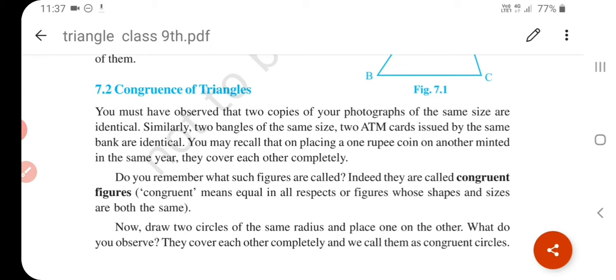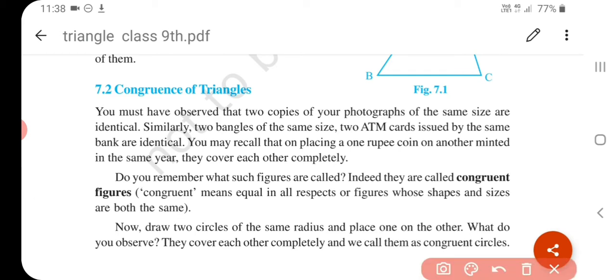What do you mean by congruence of triangle? Two triangles are congruent if sides and angles of a triangle are equal to the corresponding sides and the angles of the other triangle. Or we can say that if a triangle covers the other triangle completely, then the two triangles are congruent to each other. If triangle PQR is congruent to triangle ABC, then we write triangle PQR is congruent.